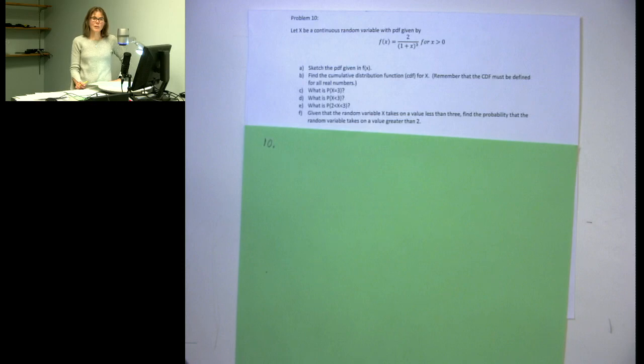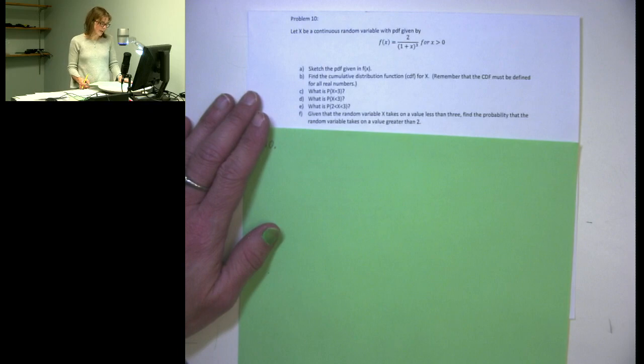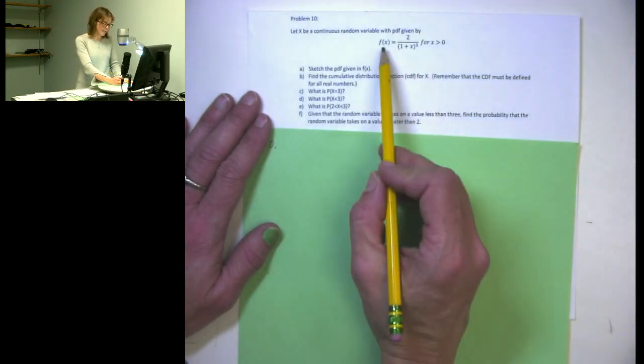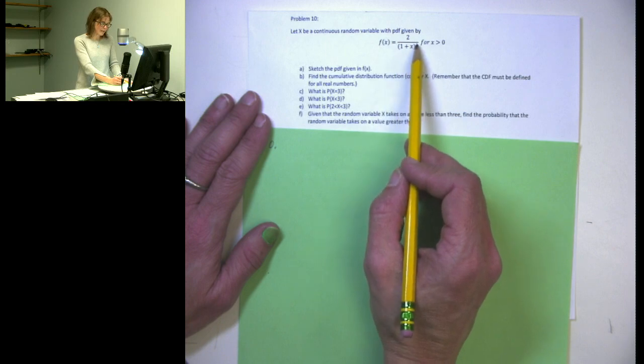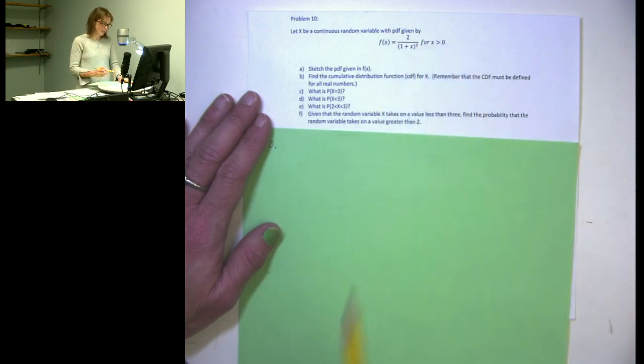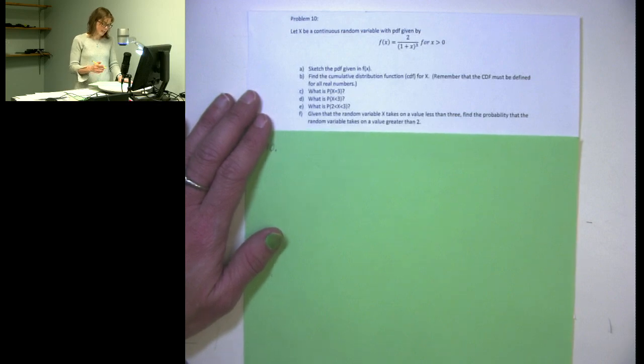Hi, this video is going to go over problem 10 from the review exercises. Here x is a continuous random variable with a probability density function given by f of x equals 2 over (1 plus x) cubed for values of x greater than 0. So we are going to start by sketching the probability density function.